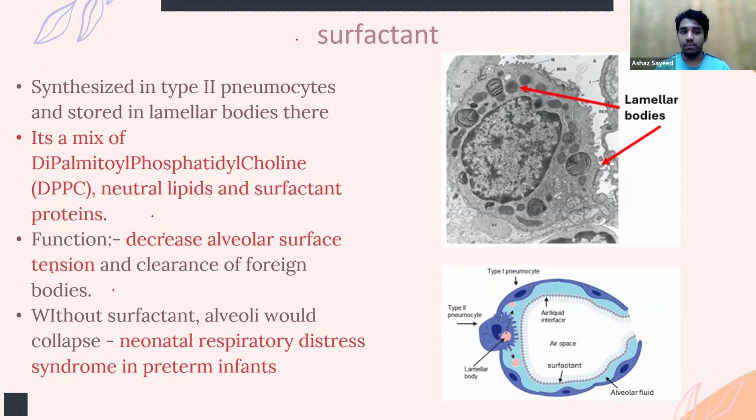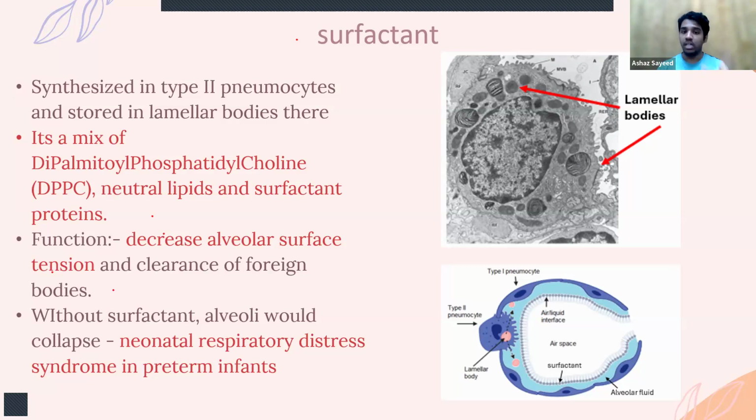Okay, dipalmitoyl phosphatidylcholine, DPPC. Then you have neutral lipids and surfactant proteins, and its function is to decrease alveolar surface tension, because if there is surface tension in the alveoli, once there is no more air to keep the alveolus open, the alveolus collapses. So this prevents the collapse of alveoli. Okay. Now, what happens if you don't have the surfactant? Your alveoli collapse, and that usually is seen in neonatal respiratory distress syndrome.